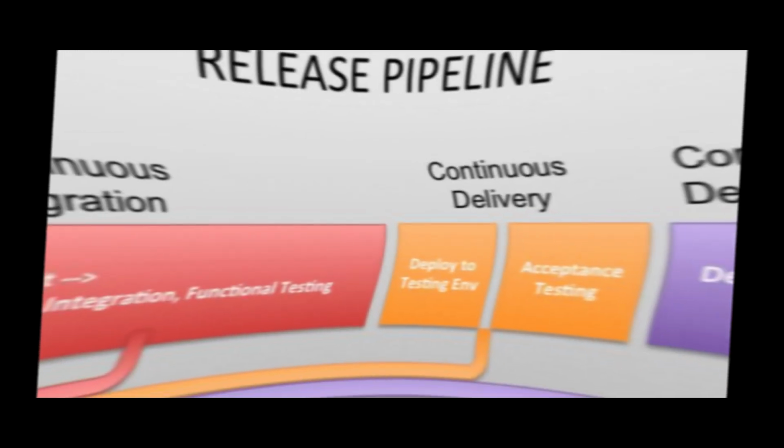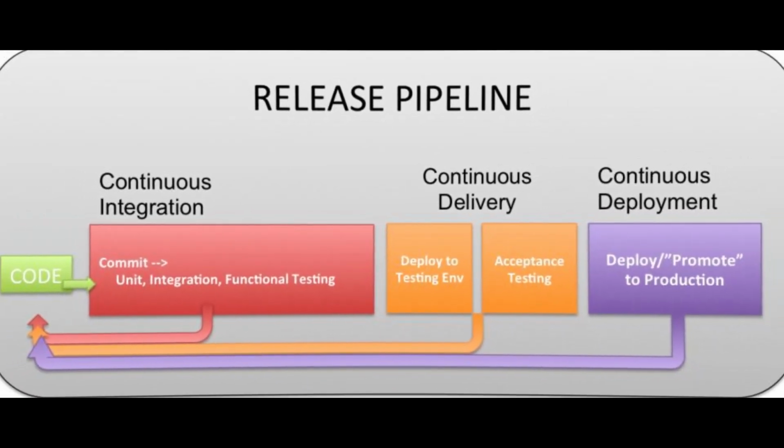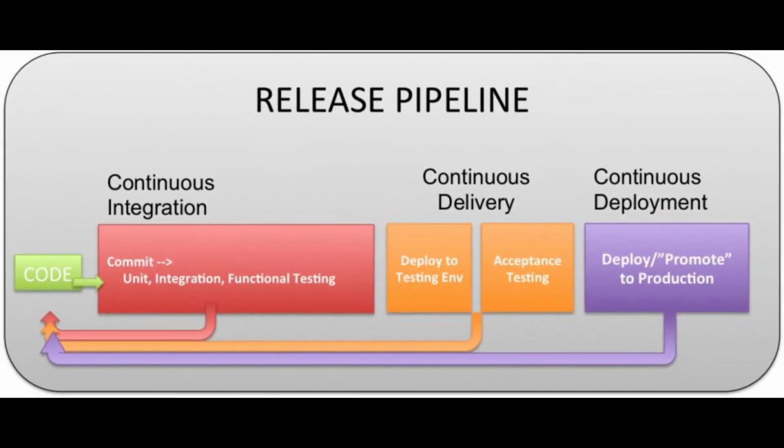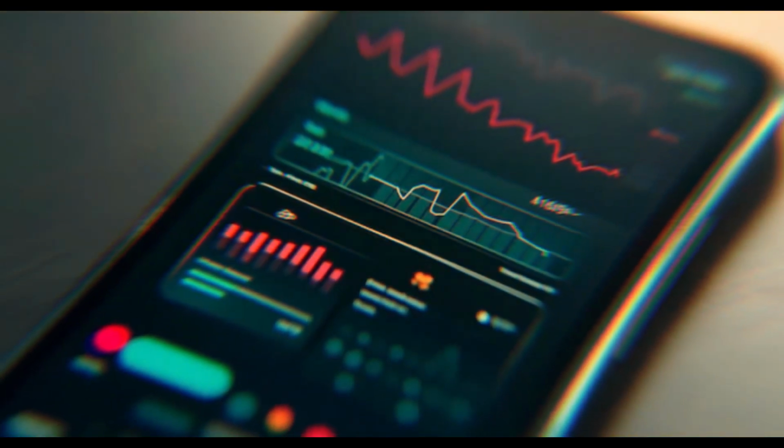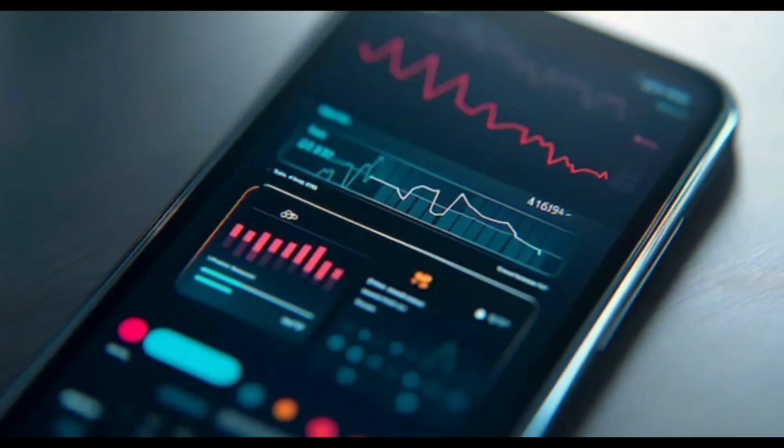Phase 6, deployment and maintenance. Once everything is tested, the system is deployed to users. But it doesn't end there. Maintenance includes fixing bugs, updating features, improving performance. Software is never finished, it evolves.